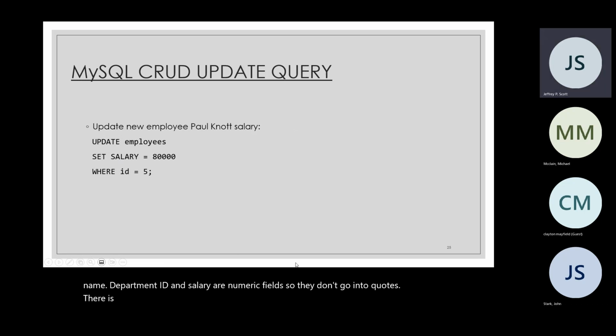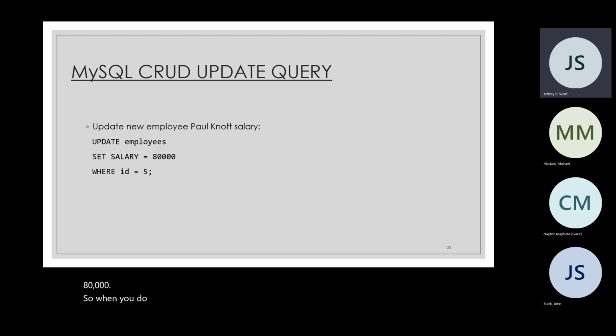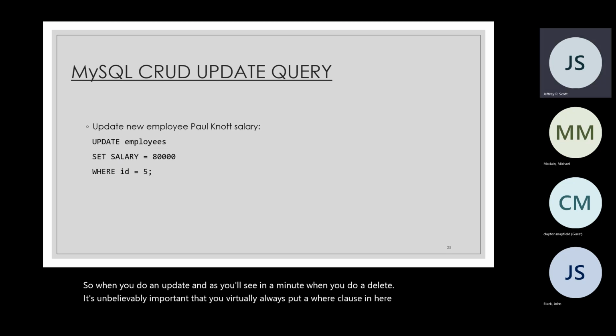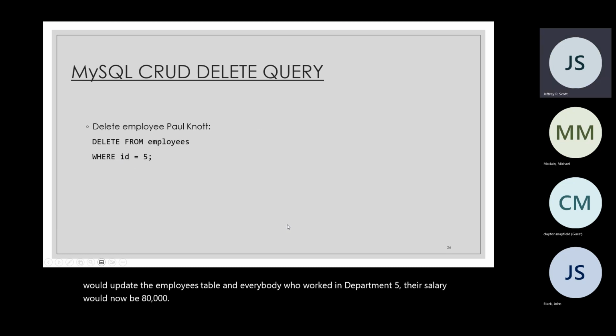There's an update. So it's an update followed by the table name. Now it says here, set salary equal to 80,000. If we didn't put a where clause in here, I would have just updated everybody's salary to 80,000. So when you do an update, and as you'll see in a minute, when you do a delete, it's unbelievably important that you virtually always put a where clause in here. So again, this would update the employees table, and everybody who worked in department 5, their salary would now be 80,000.